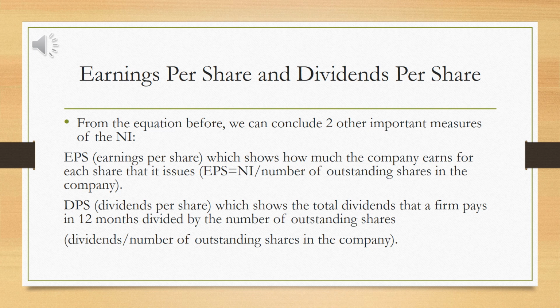From the equation before, we can conclude two other important measures of the net income: EPS and DPS. EPS, as in earnings per share, shows how much the company earns for each share that it issues. EPS equals net income over the number of outstanding shares in the company. DPS, as in dividends per share, shows the total dividends that a firm pays in 12 months divided by the number of outstanding shares. So dividends divided by the number of outstanding shares in the company.